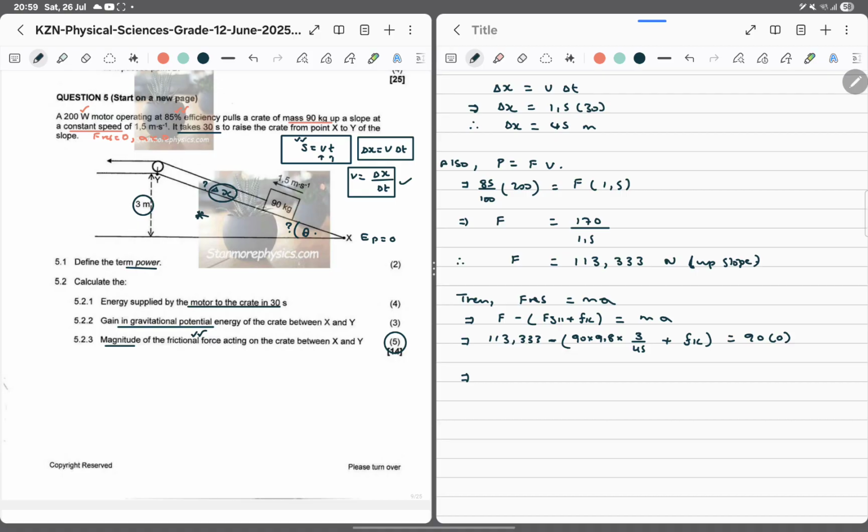So this implies that our FK is going to be, remember we transpose this all the way to that side. Actually we don't, we just need FK only. So this is going to be 113,333 minus 90 times 9,8 times 3 over 45.